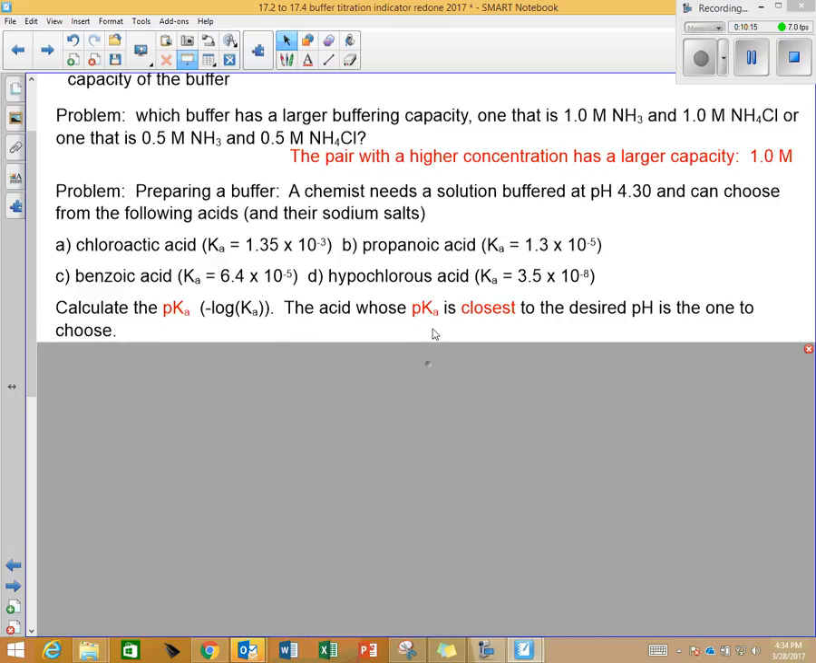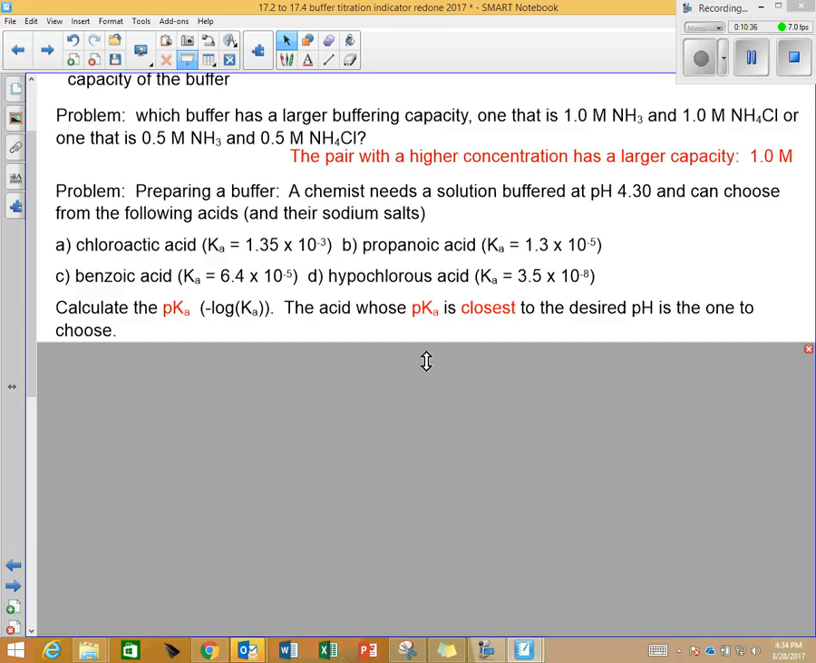So you want to find an acid whose pKa is closest to the pH you're looking for. So what we would do is just calculate all the pKa's of all of these acids. Whichever pKa is closest to 4.3, we pick that acid, and we would use that acid and its conjugate base. You can go ahead and do those calculations.